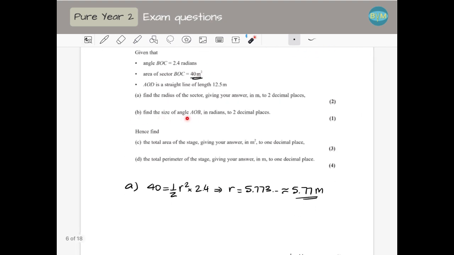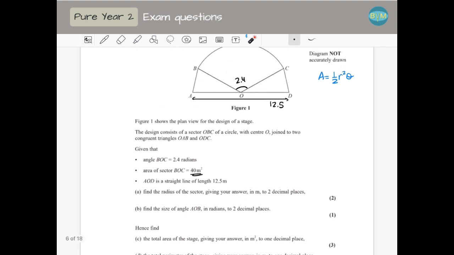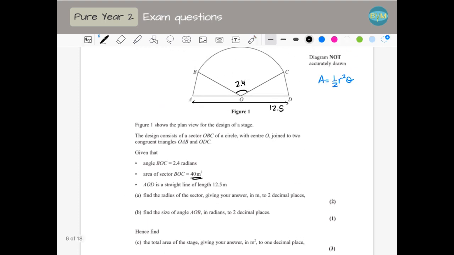B, find the size of the angle AOB in radians to two decimal places. So now we need AOB, this angle here. Let's call it alpha, for example. What do we know about this? We know that this is a straight line. So if this is a straight line, the whole angle is going to be pi. So pi minus 2.4 is going to be these two angles together. So each of them will be half of that.